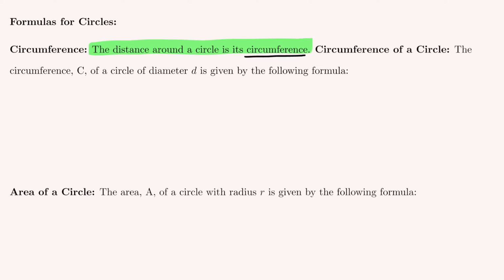The distance all the way around the outside of the circle is called the circumference, and the circumference of the circle can be based on both its diameter and its radius. There's two different formulas, both of which give you the circumference. Let's first visualize what is the diameter of a circle and what is the radius.